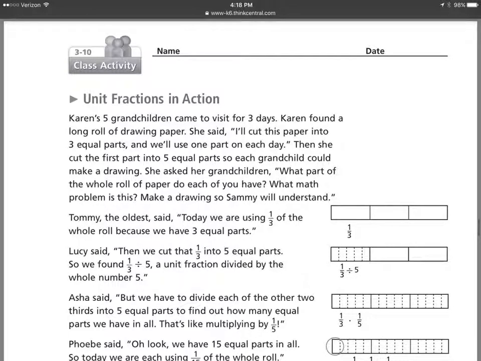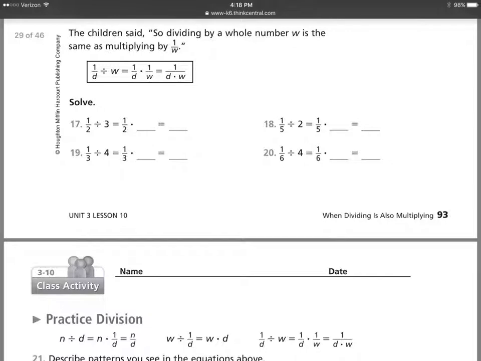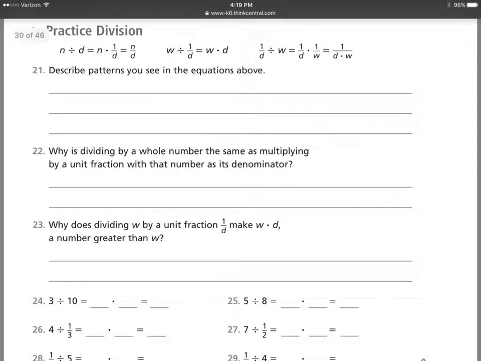On page 19, I would just like you to read through the scenario, the long story that they're telling you, and look to the right over here in this area and try to follow along with the scenario. Then I would like you to complete numbers 17 through 20 on your own. Pause the video now. Now turn to page 94 of your workbook. We'll be going over questions 21 through 23 together.